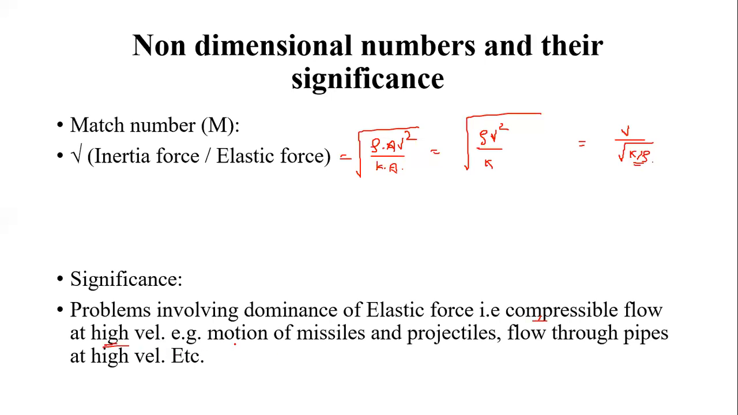For example, if you go for motion of the missiles, high velocity is there. Then projectiles, then flow through the pipes at a high velocity. Those are some of the examples of phenomena or flowing objects for which we use the Mach number. Then the next number is the Weber number.